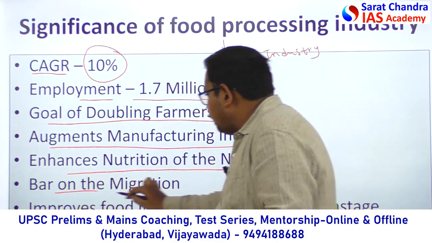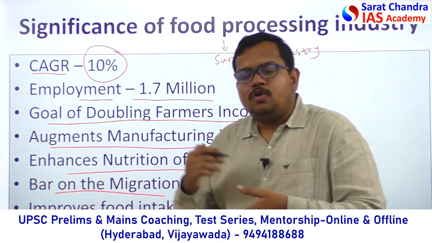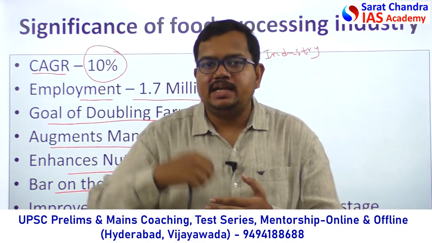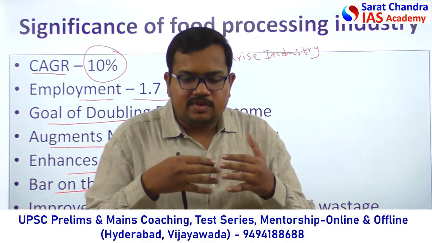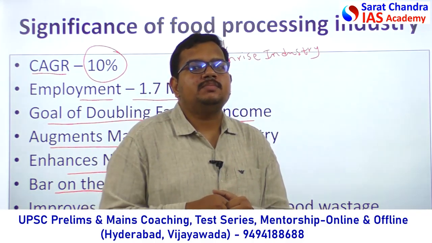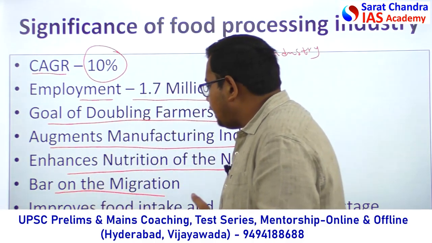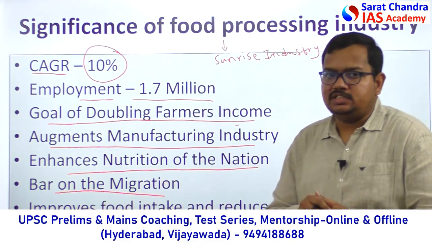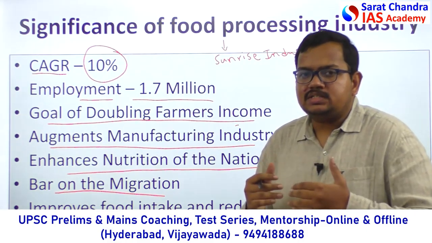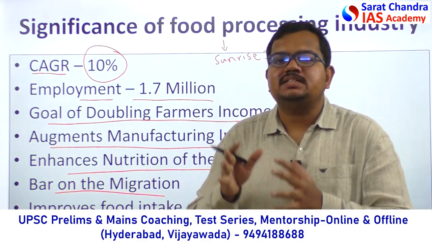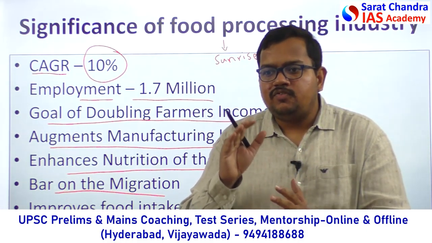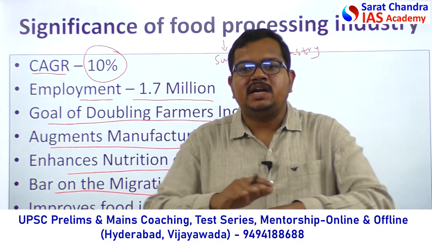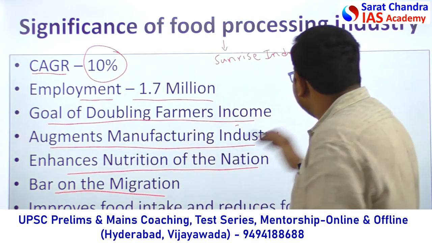And a bar on migration. If more and more employment gets created, migration from rural areas to urban areas can decrease. Similarly, migration from India to other countries also can be reduced. And one last, it improves food intake and reduces food wastage. By doing food processing, a large amount of food wastage can be reduced, and better food intake will also increase. Better products will be available, diversified products will be available.